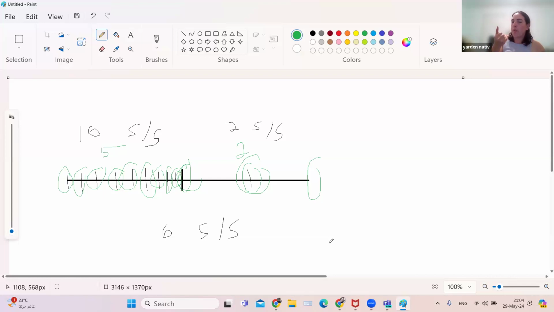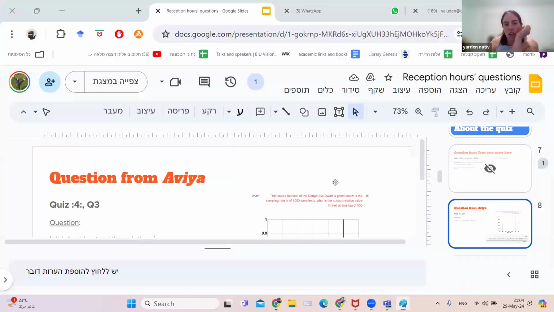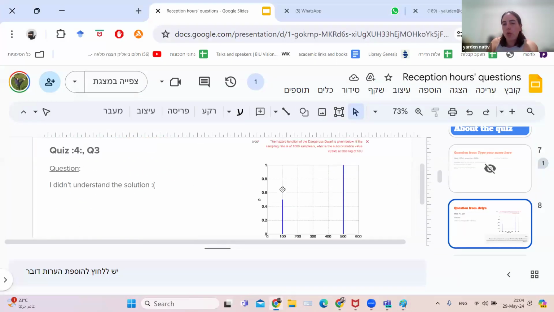But now I go back to the hazard function. Please note that if these spikes are not interleaved with each other, then it's not the hazard function. In the hazard function, it says that the probability of 100 is half, right?